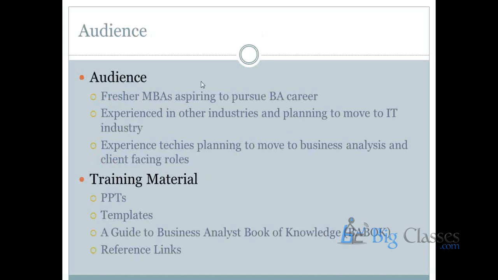Then we have a lot of additional reading material for you to read further and understand things. And we have a template section, which guides you with all the deliverables a business analyst would provide, and it acts as a reference for you. So that's all I want to say. Unless you have questions, I think we're good here.